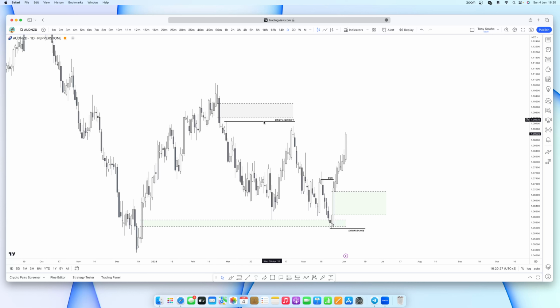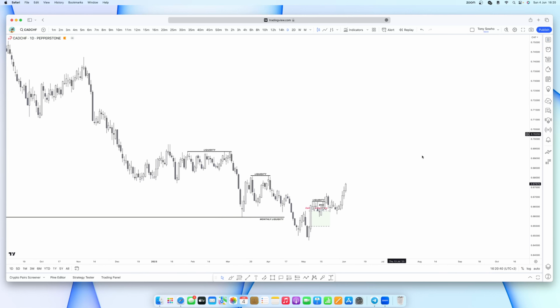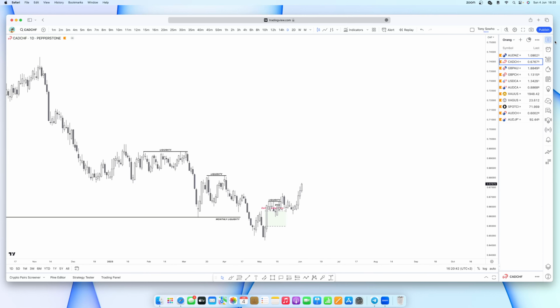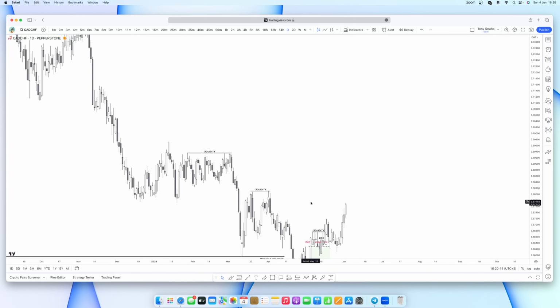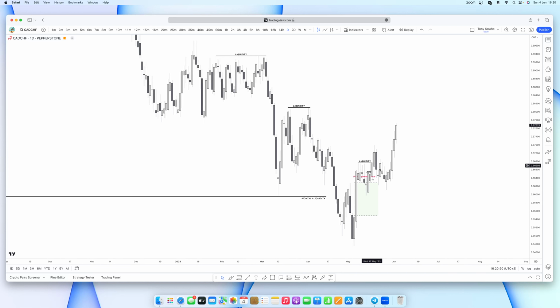I want price to take out this high up here and then come fill this imbalance we have in this area. So that's for AUD, NZD. So CAD CHF now. CAD CHF, I remember calling out this trade idea to you that I wanted to see price come into this imbalance and then give us some kind of accumulation to go up.